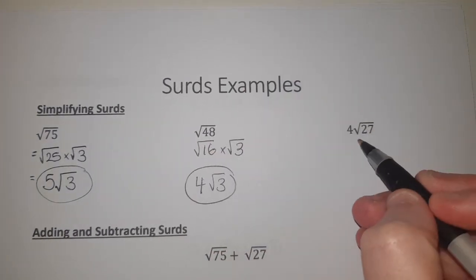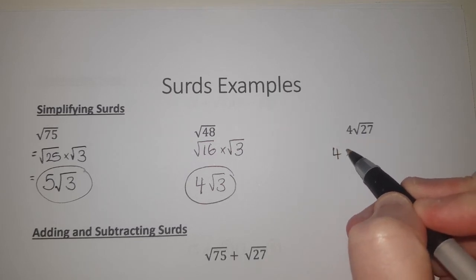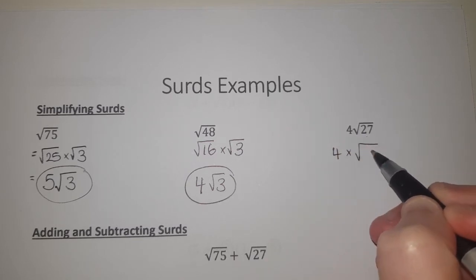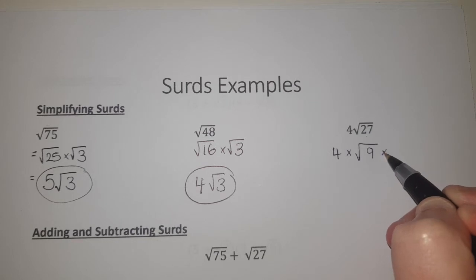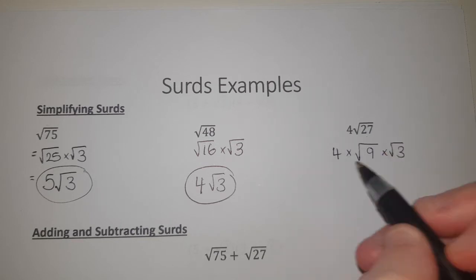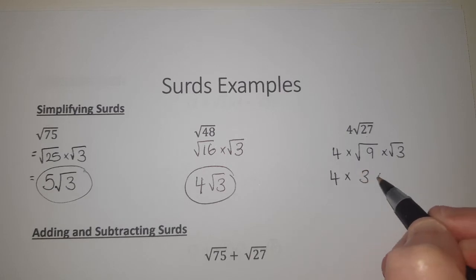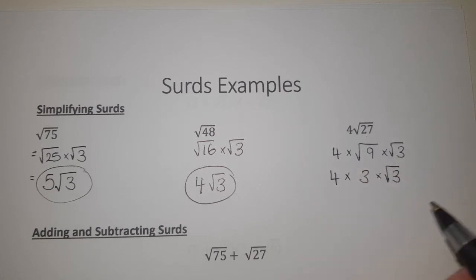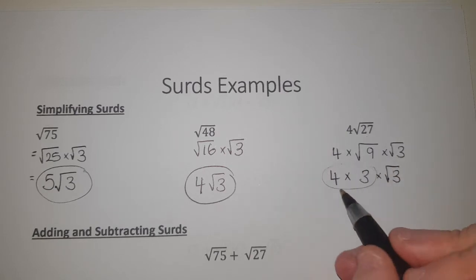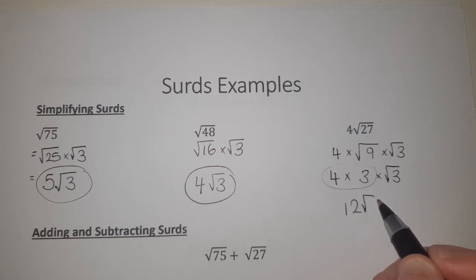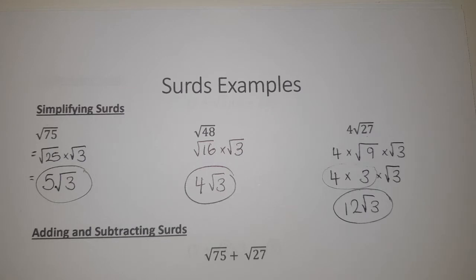So if we look at this one, 4 root 27, leave the 4 in front for a minute. Square root of 27, I could say, is the square root of 9 times by the square root of 3. So leave the 4 where it is. The square root of 9 is actually 3, and I've still got the root 3. Numbers in front can be multiplied together, so 4 times 3 is 12, and I can't do anything with root 3, so that's it, that's my answer.